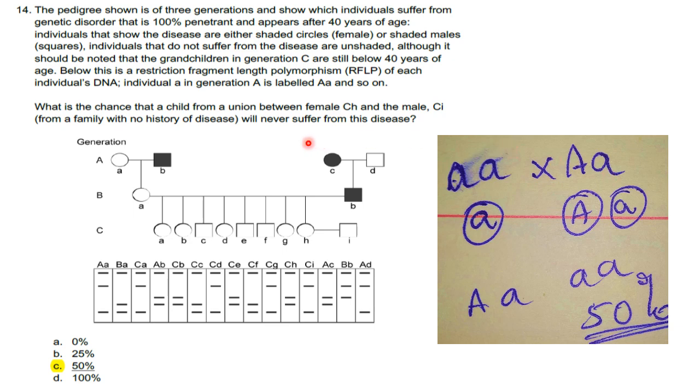So they have asked what is the chance that a child from a union between female CH and male CI from a family with no history of the disease will never suffer from this disease. So it is 50% chance. So the answer here is option C, that is 50%.